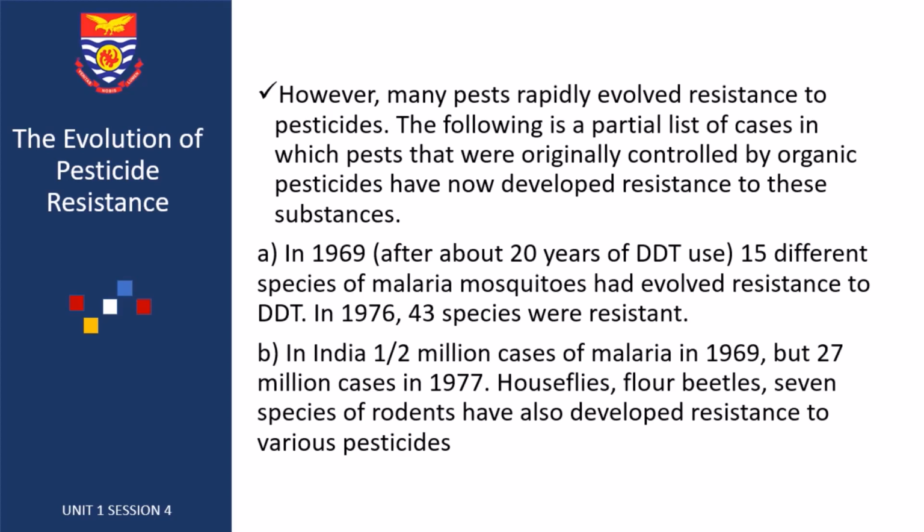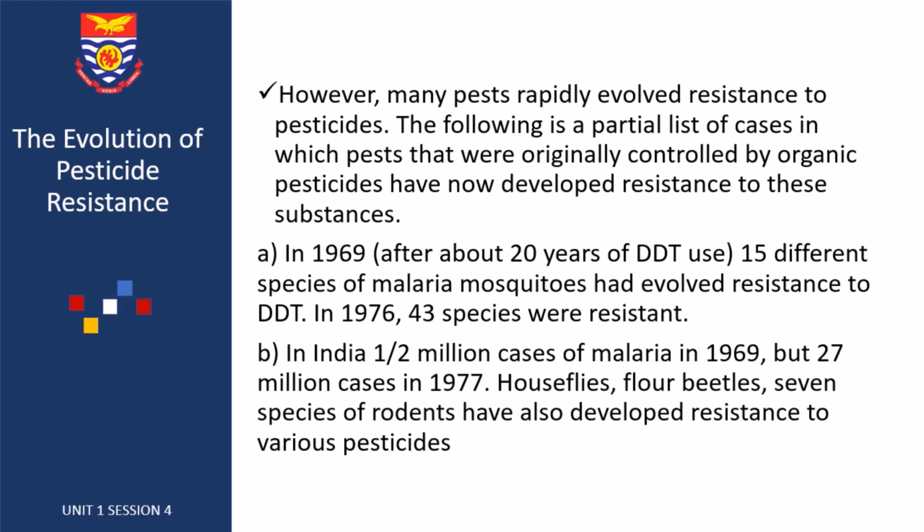The following is a partial list of cases in which pests that were originally controlled by organic pesticides have now developed resistance to these substances. In 1969, for instance, after about 20 years of the use of dichlorodiphenyltrichloroethane, that's DDT, 15 different species of malaria mosquitoes had evolved resistance to DDT, and in 1976, 43 species were resistant. So you can tell how grave it is.